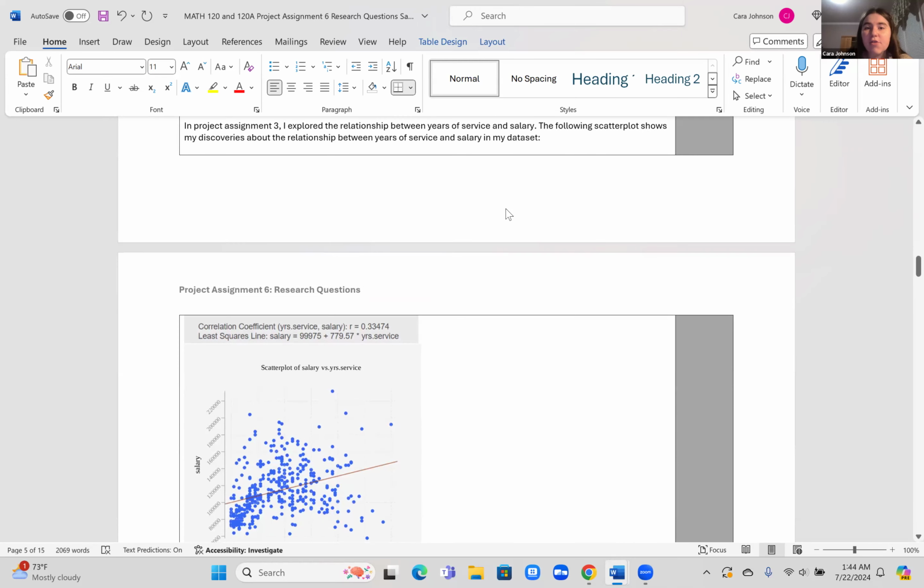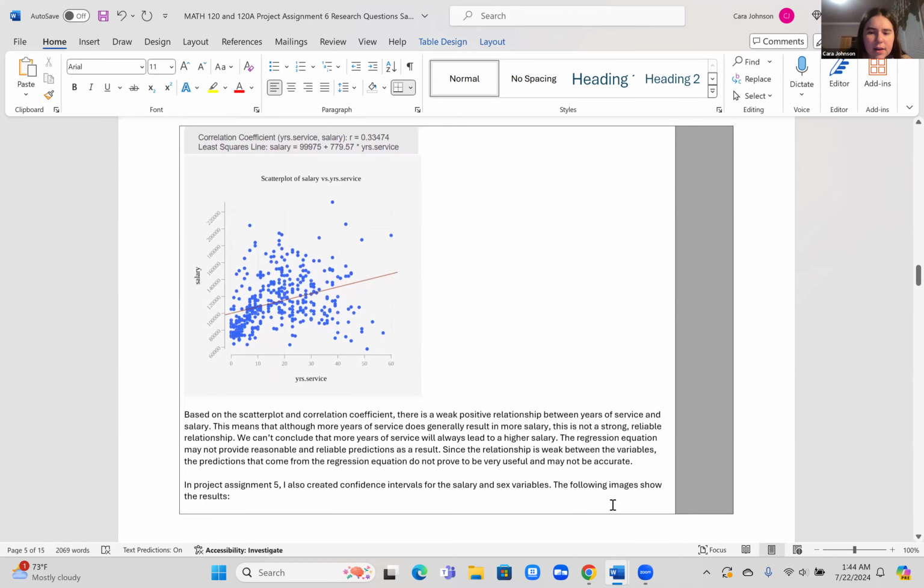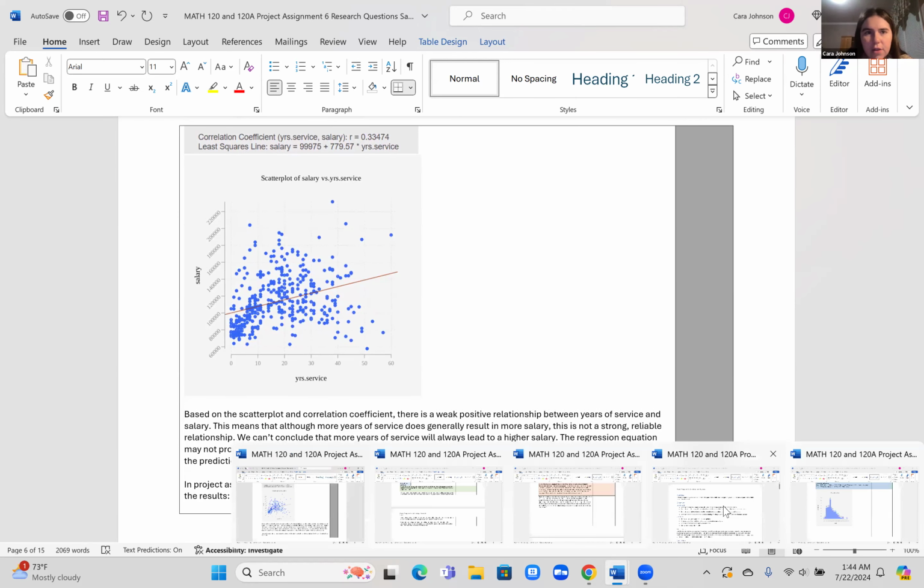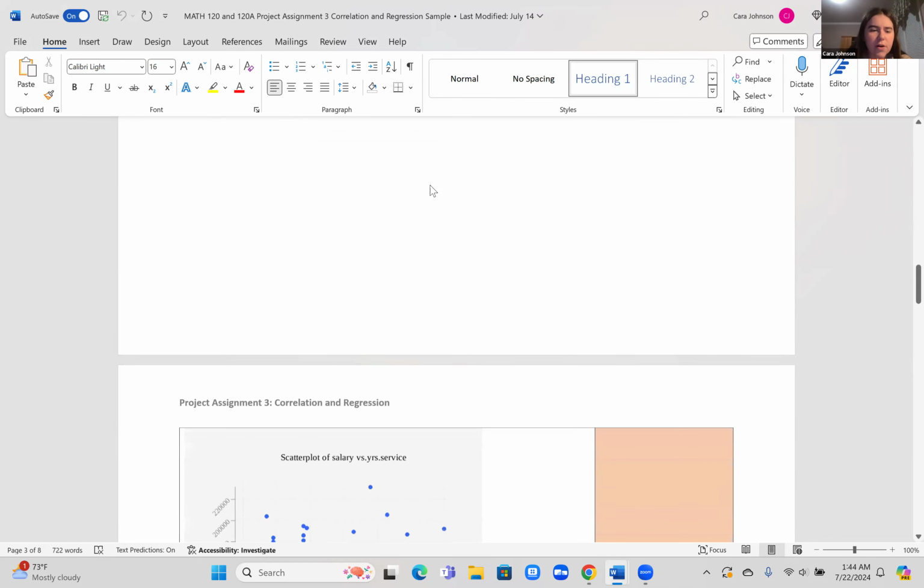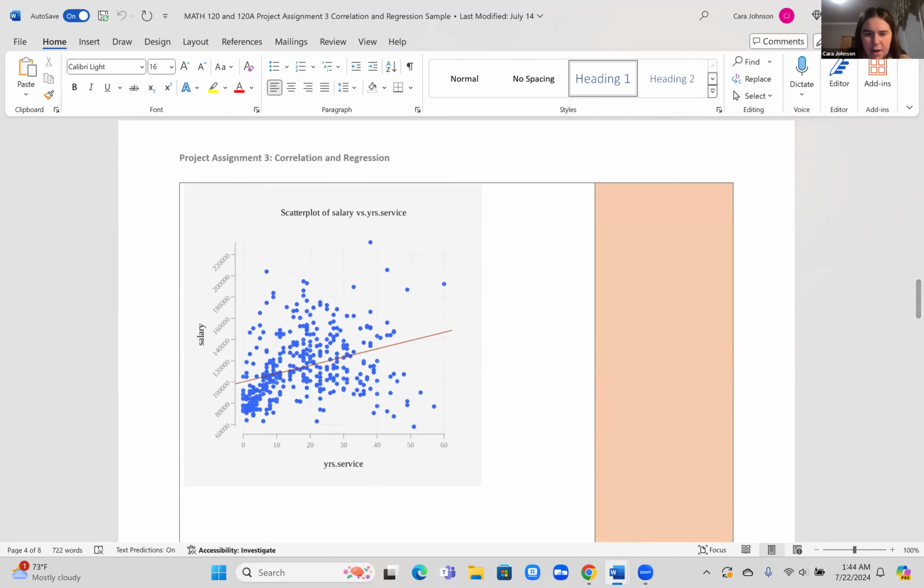And then the next thing, project assignment 3, I explored the relationship between years of service and salary. So I took my scatter plot and the correlation coefficient and least squares line from project 3 and copied and pasted that here. The following scatter plot shows my discoveries about the relationship between years of service and salary in my data set. So going to my project 3 here, just right here, I just took my correlation coefficient, least squares line, and the scatter plot, and copied and pasted it.